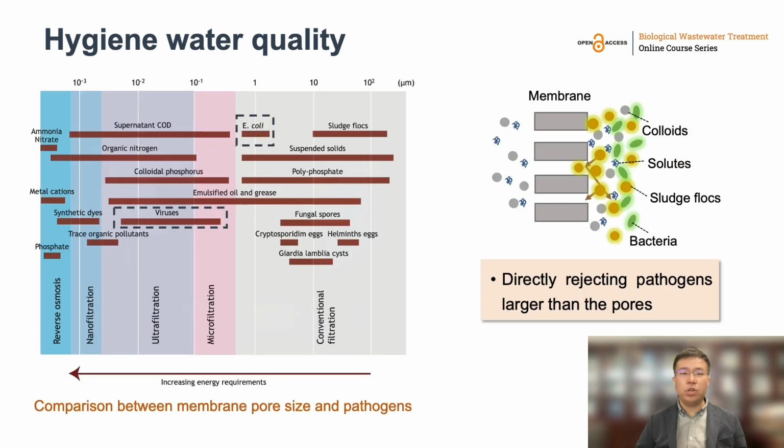The left figure shows a comparison between the sizes of membrane pores and different pathogens. It is clear that the microfiltration or ultrafiltration membranes can effectively reject protozoa, helminths, fungal spores, and bacteria because they are larger than the membrane pores.